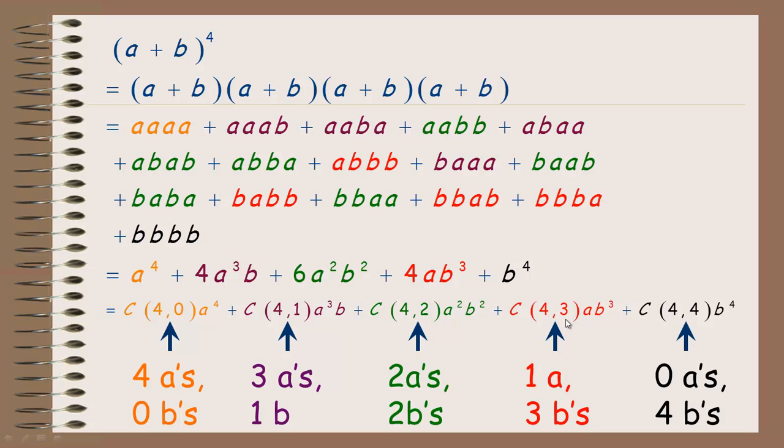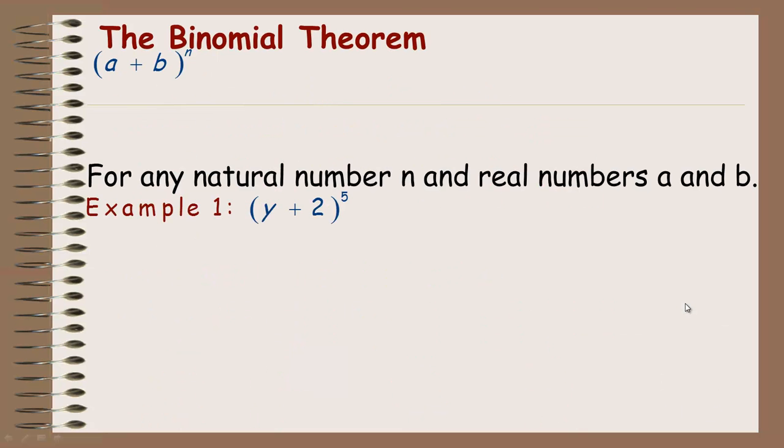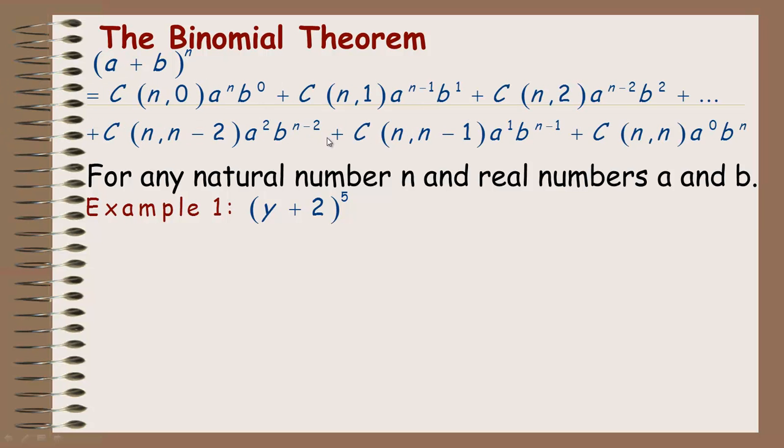So you can actually use combinations to get the coefficients in any binomial expansion. And that's just an example of why the binomial theorem works. So the binomial theorem says that if you have, let's say, the binomial a plus b raised to the power of n, then this is how you can write out the expansion, using combinations for the coefficients.